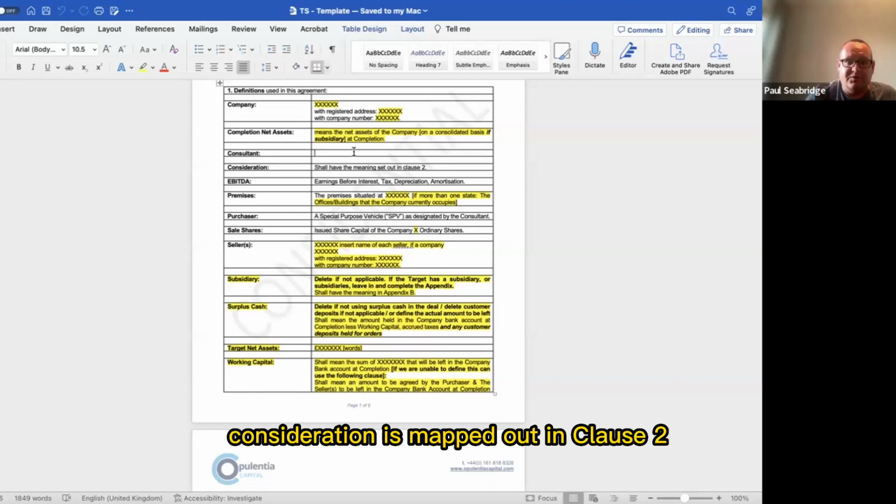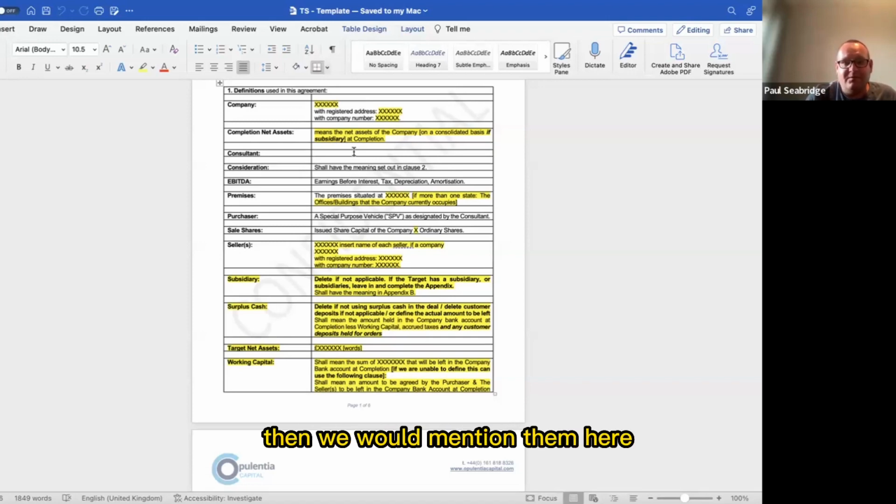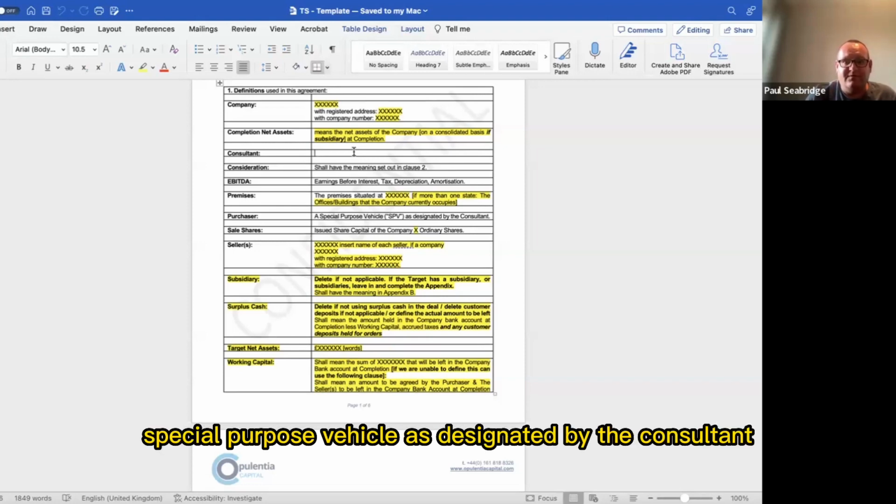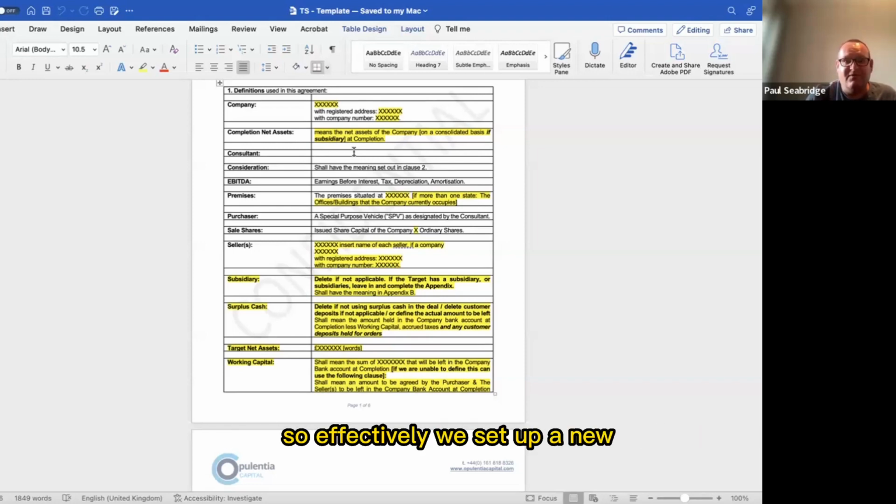Consideration is mapped out in clause 2. EBITDA stands for earnings before interest, tax, depreciation and amortization. Premises, if there's premises involved and we're buying them or leasing them, then we would mention them here. The purchaser will be a newly formed special purpose vehicle as designated by the consultant. So effectively, we set up a new limited company.